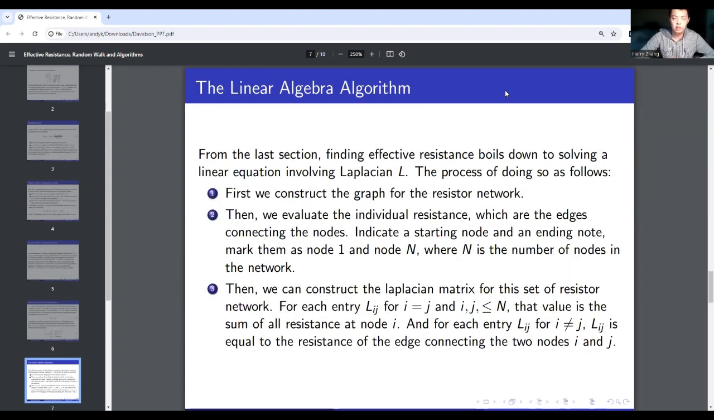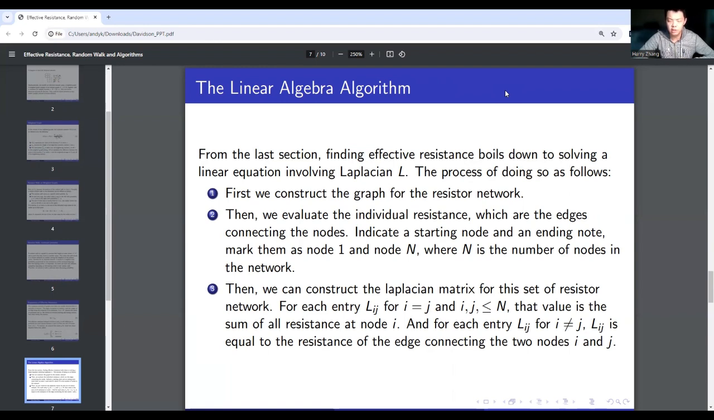Lastly, we will show our linear algebra algorithm. For the last section, finding effective resistance boils down to solving a linear equation involving the Laplacian L. The process of doing so is as follows. First, construct a graph of the resistor network. Then evaluate individual resistances, which are the edges connecting the nodes. Indicate a starting node and an ending node. Mark them as node 1 and node n, where n is the number of nodes in the network.